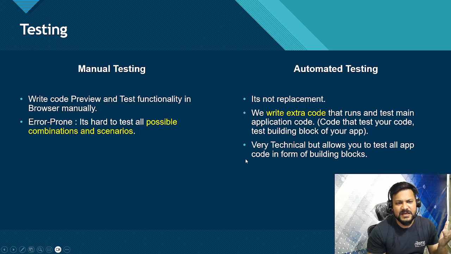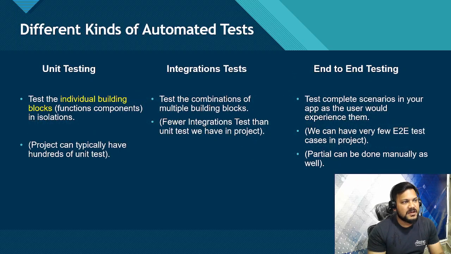It is very technical, but it allows you to test all the app code in the form of building blocks. Basically, when we write the code, we test that particular code in building blocks because we can have multiple unit tests in our application and we can test each unit test one by one. So there are different kinds of automated tests. And today we are going to do automation testing because previously we have almost always done manual testing.